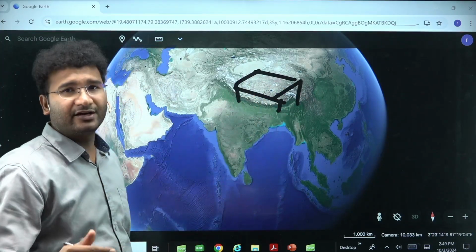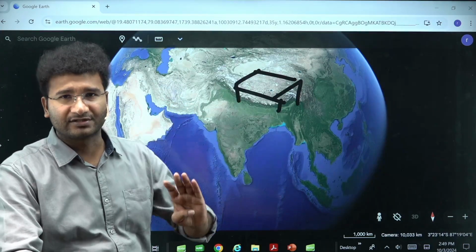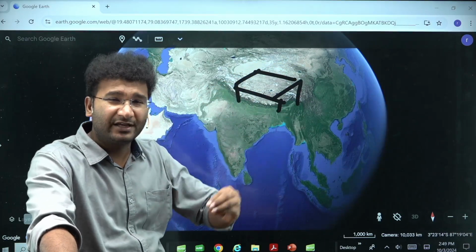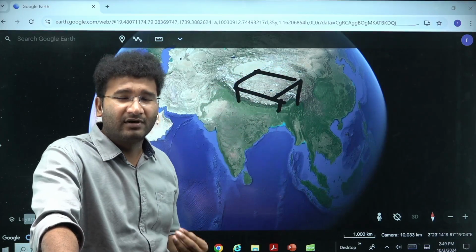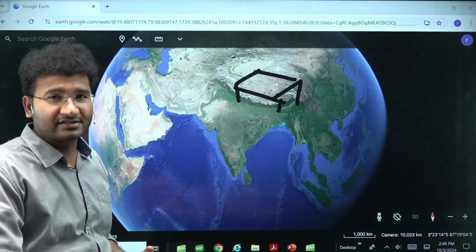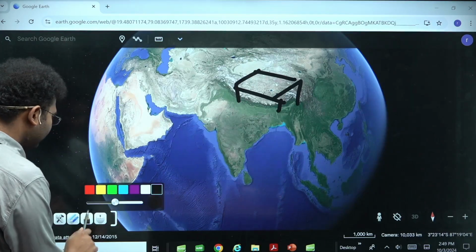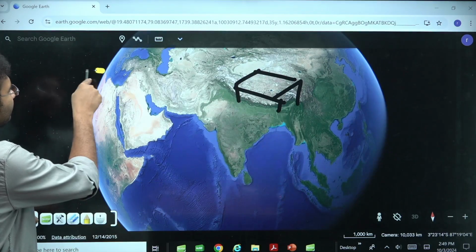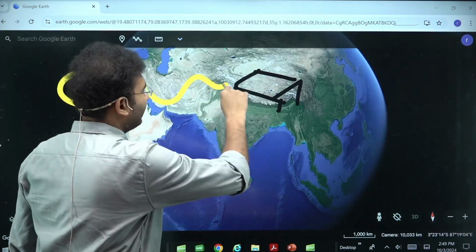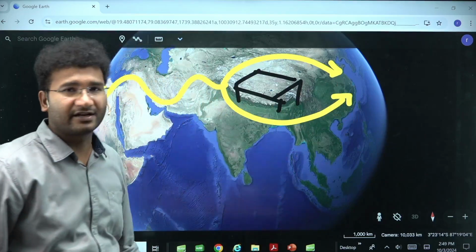What is the average height of Tibet? The average height of Tibet is somewhere around 4 kilometers. And if it is winter, Tibet is very cold, during the months of November, December, January. And here the wind sinks. Also your jet stream, which is present here, will come in contact with the Himalayas, and a part of the jet stream will move in this direction and another part will move in this direction.